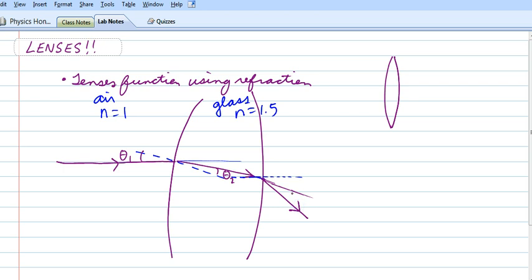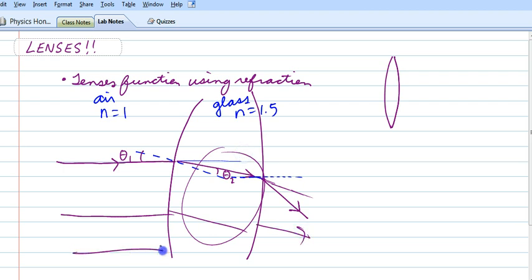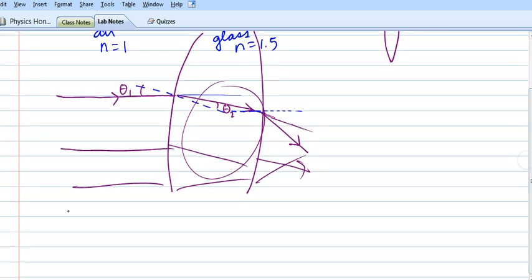So really what lenses do is they bend light twice, and that's why we don't always draw these middle rays showing what's happening, but parallel rays come to a focus for a lens. I'll show you a much better example of that in a moment. Okay, so lenses do have two surfaces, and this makes things a little bit more complex.